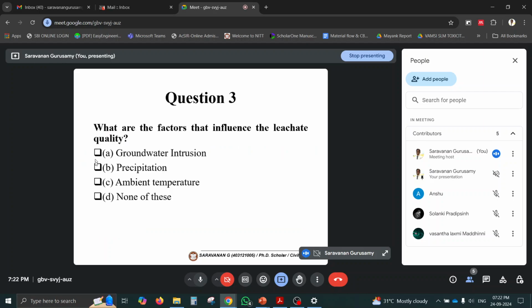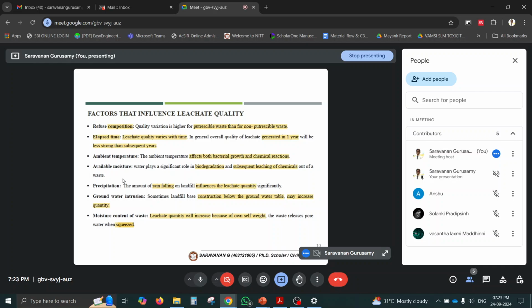Okay, this is a multiple choice question. What are the factors that influence the leachate quality? The options are groundwater intrusion, precipitation, ambient temperature, none of these. We can change the question to leachate quantity. Factors that influence the leachate quantity: groundwater intrusion, precipitation, ambient temperature, none of these. Okay, sorry, they asked about quality only. Okay, correct. So quality and quantity are based on groundwater intrusion, precipitation, ambient temperature.